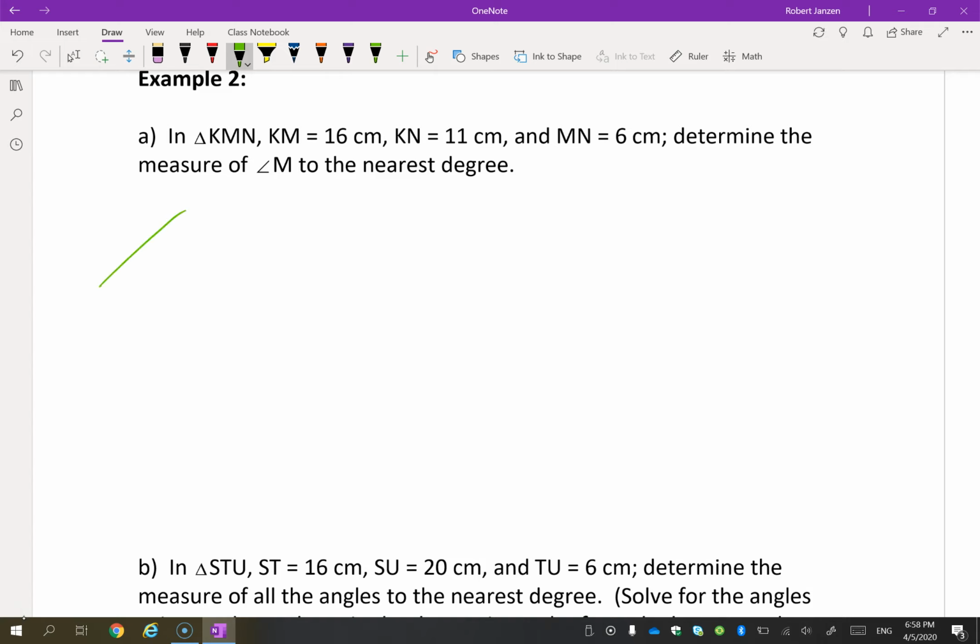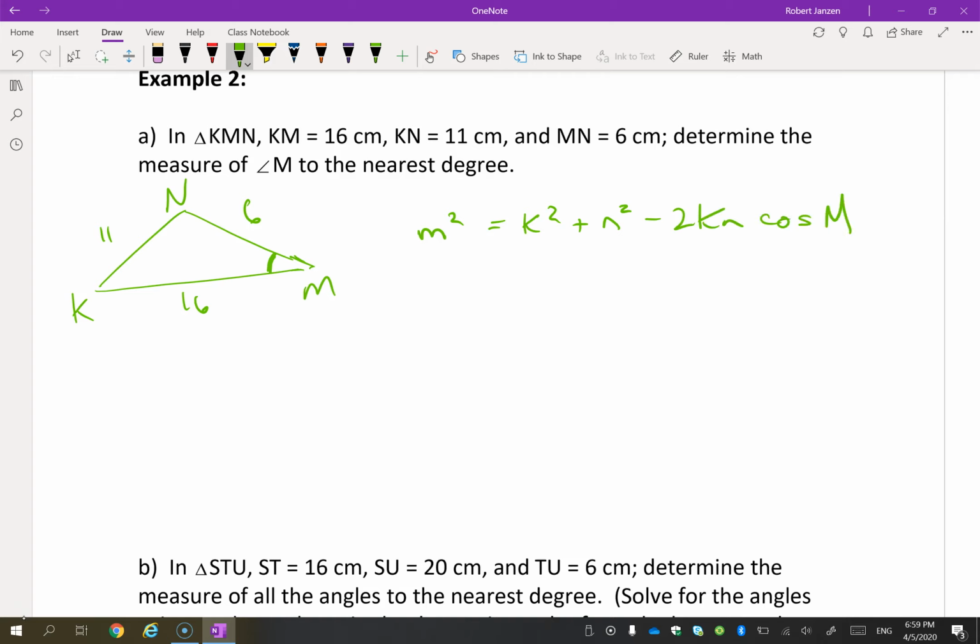Again, I'm not really concerned about what this triangle looks like, so I'm going to go K, M, N. I've done this every time the same way. KM is 16, KN is 11, MN is 6. Determine the measure of angle M. So that's this one. If I want angle M at the end, I know that I have to start off with M squared. The other two are K squared plus N squared minus 2KN cos M. Really these are just the extra parts. The key is you have to match these two.